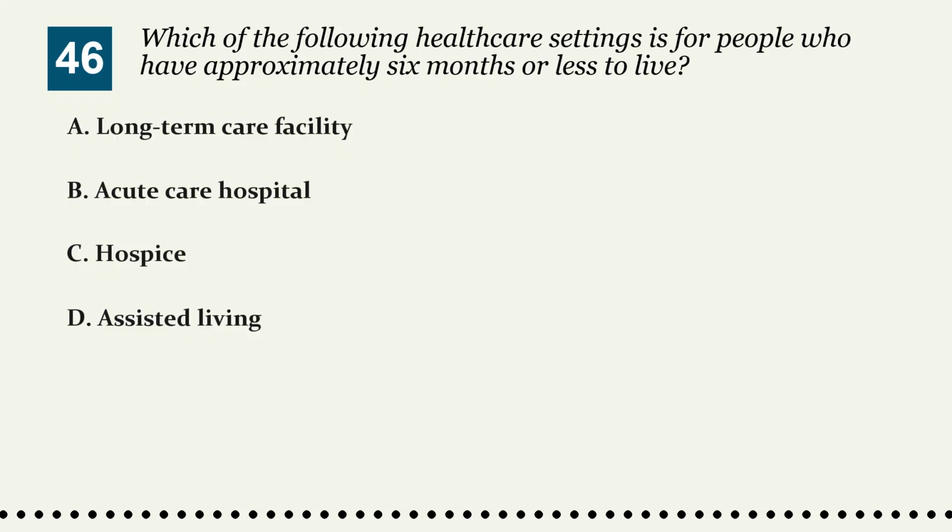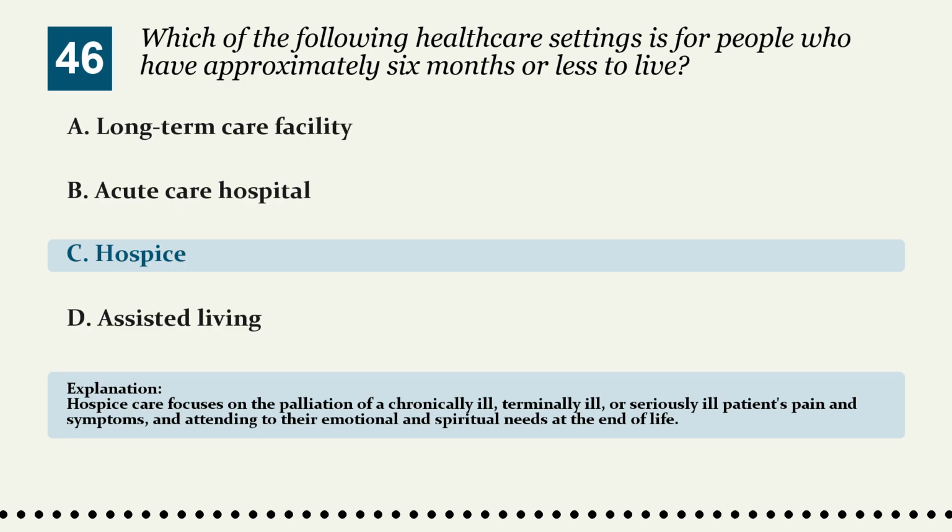Question 46. Which of the following healthcare settings is for people who have approximately 6 months or less to live? Option A, long-term care facility. Option B, acute care hospital. Option C, hospice. Option D, assisted living. The correct answer is option C, hospice. Hospice care focuses on the palliation of a chronically ill, terminally ill, or seriously ill patient's pain and symptoms, and attending to their emotional and spiritual needs at the end of life.